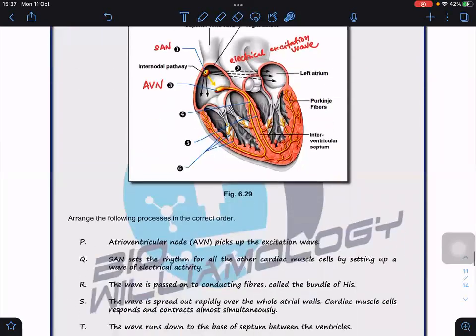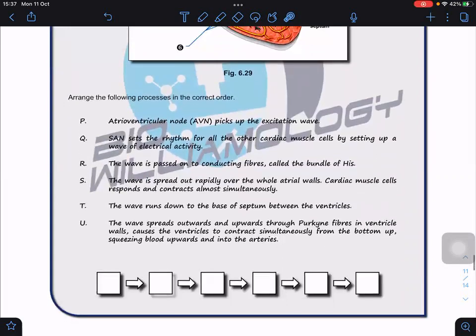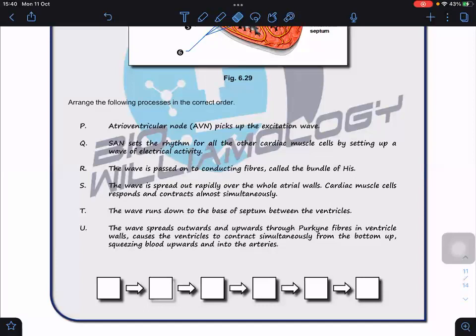So what you need to do now is arrange the following in the correct order. Okay, let us look at the answer. The first thing is that the SAN sets the rhythm, so the answer is Q. The SAN sets the rhythm for all the other cardiac muscle cells by setting up a wave of electrical activity, called the electrical excitation wave.